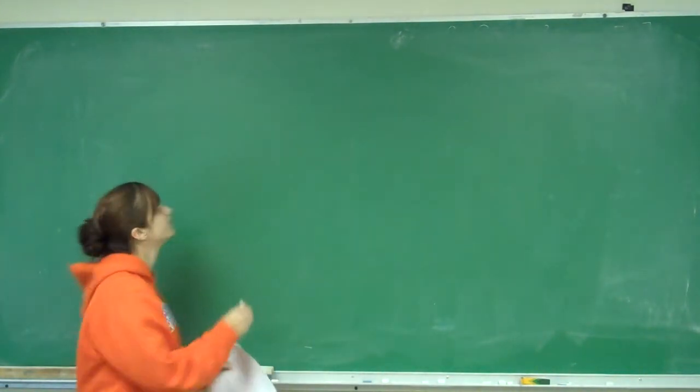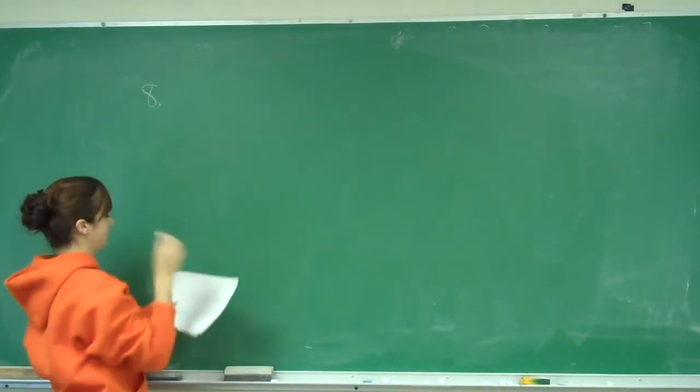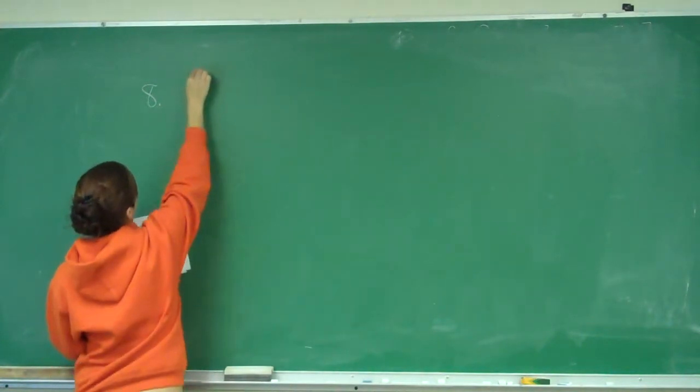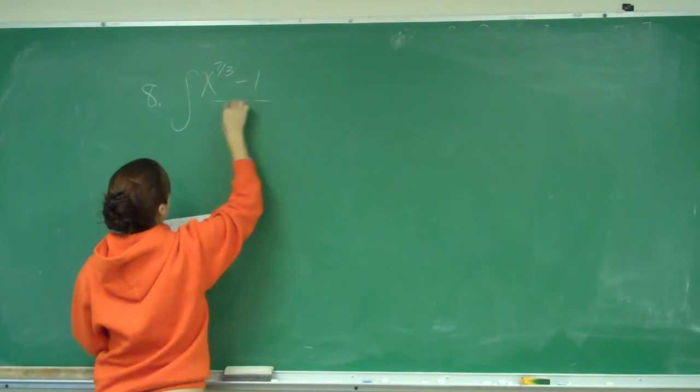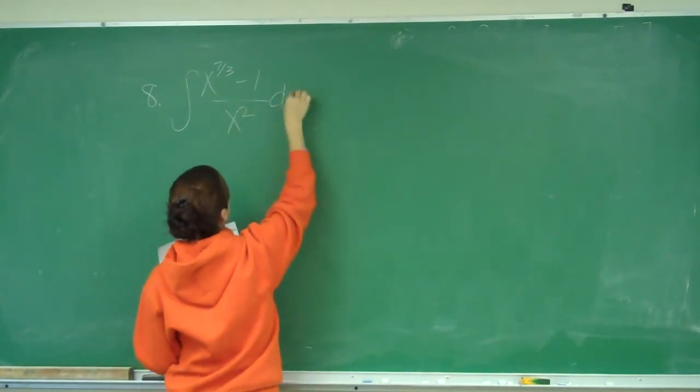This is number 8. So 8 wants us to find the integral of x to the 7/3 minus 1 over x squared dx.